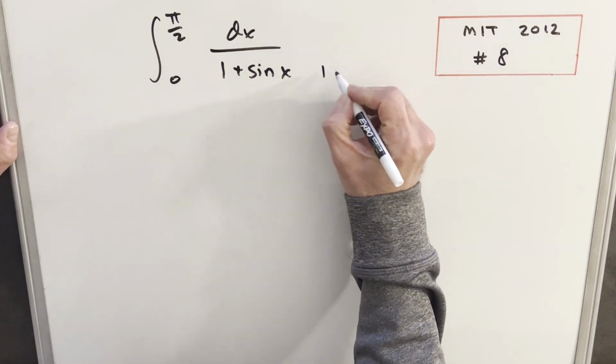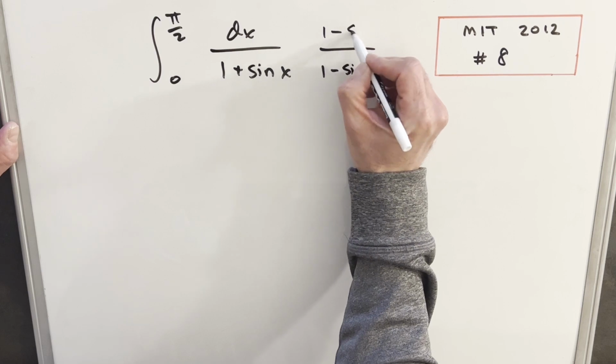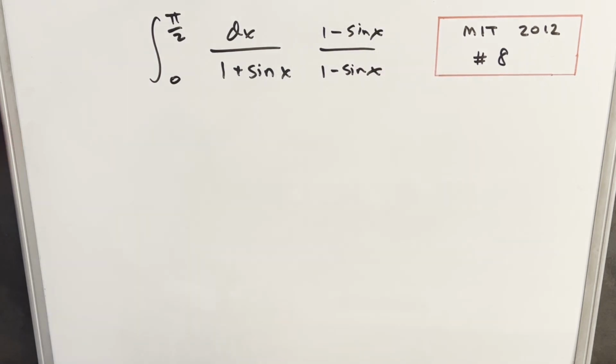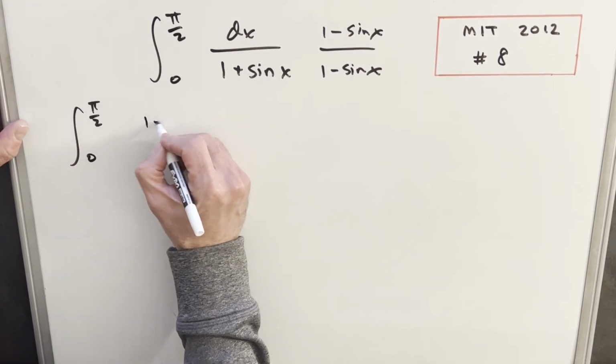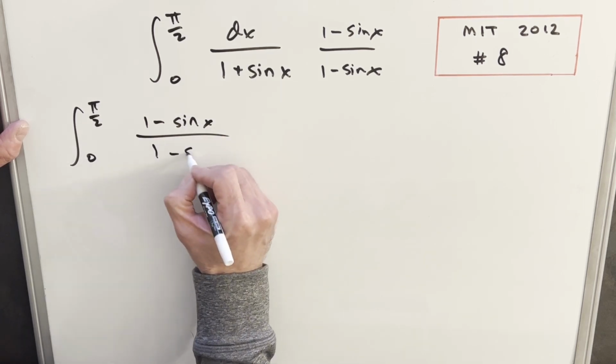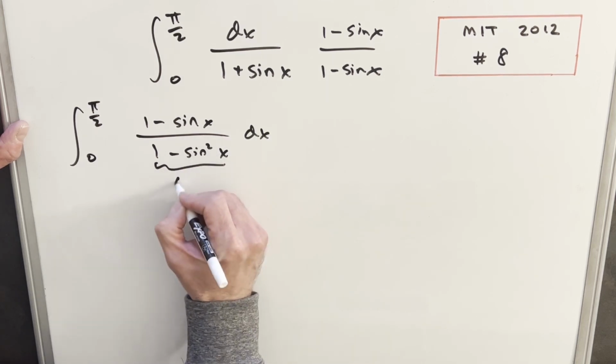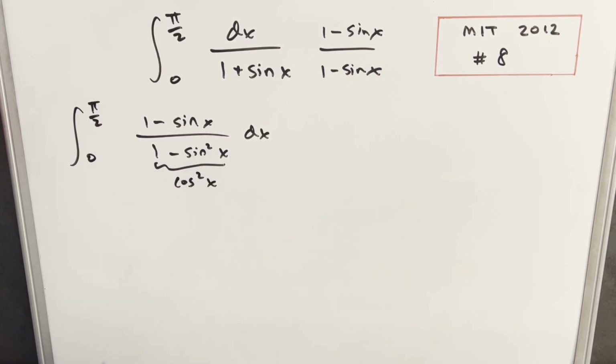To start, all I'm going to do is multiply the top and bottom by the conjugate of 1 plus sine x. We'll multiply by 1 minus sine x. Then multiplying this out, we're going to have 1 minus sine x in the numerator, and then we'll have 1 minus sine squared x in the denominator. But this is just cosine squared x. We can write it that way.